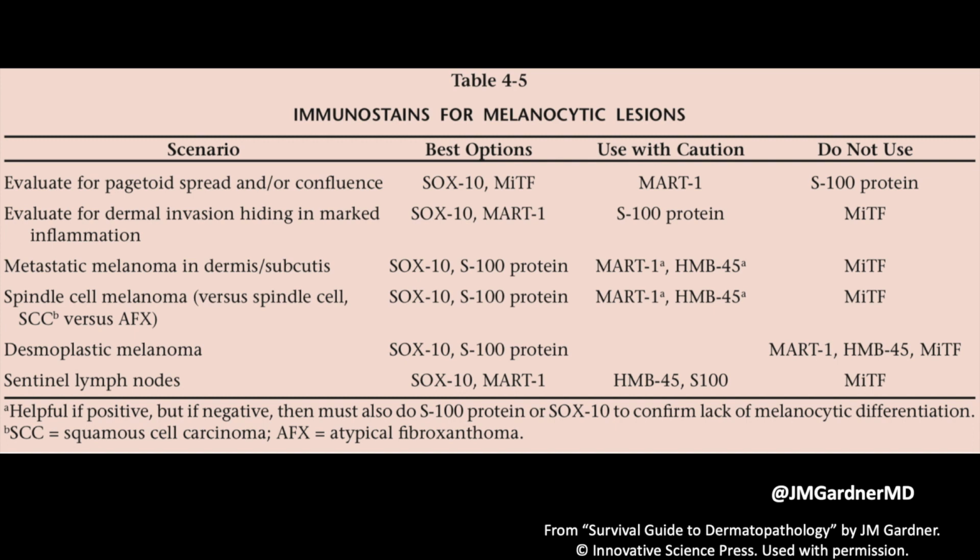All right. This is a table from my book that you can look at later if you like. This is, in my opinion, the best options of immunostains for melanocytic lesions depending on what the scenario is. So when I'm looking for melanoma in situ, for pagetoid spread or confluence to help me distinguish melanoma in situ from, say, a nevus or a solar lentigo, I personally like SOX10, or if you don't have that, you can use MITF. Some people use MART1, although I think you've got to be more cautious because it can lead to overinterpretation if you're not used to it. And again, you can read over this table later. I'll include this in my handout so you'll have that for reference later in your practice if you like. This is based on my personal experience and my views.